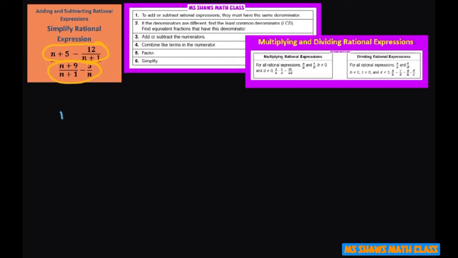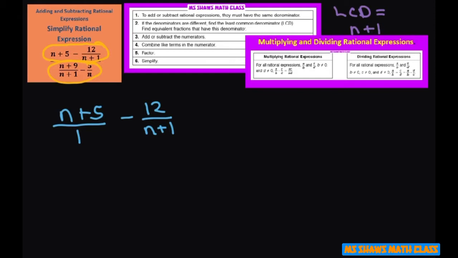So I'm going to write n+5. Go ahead and write that in fraction form. Minus 12 divided by n+1. So your LCD on this one, least common denominator, is going to be n+1. That means we need an n+1 here. So to get an n+1, you multiply the numerator and the denominator by n+1.